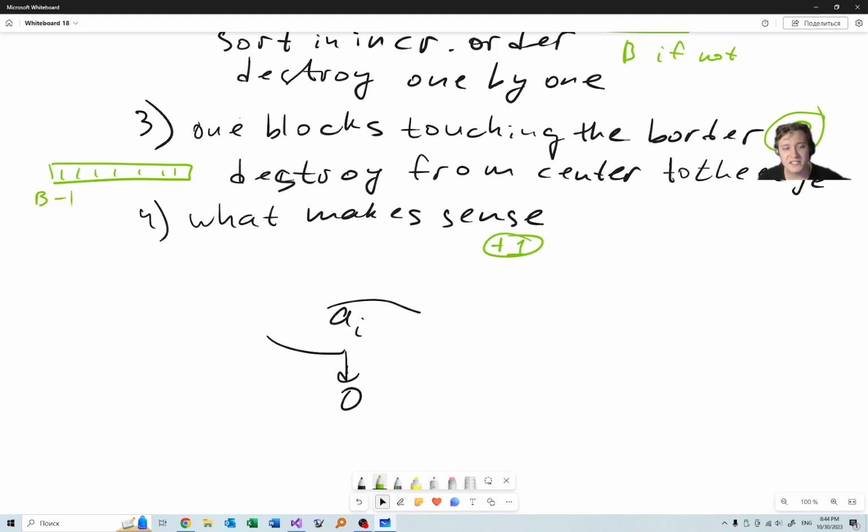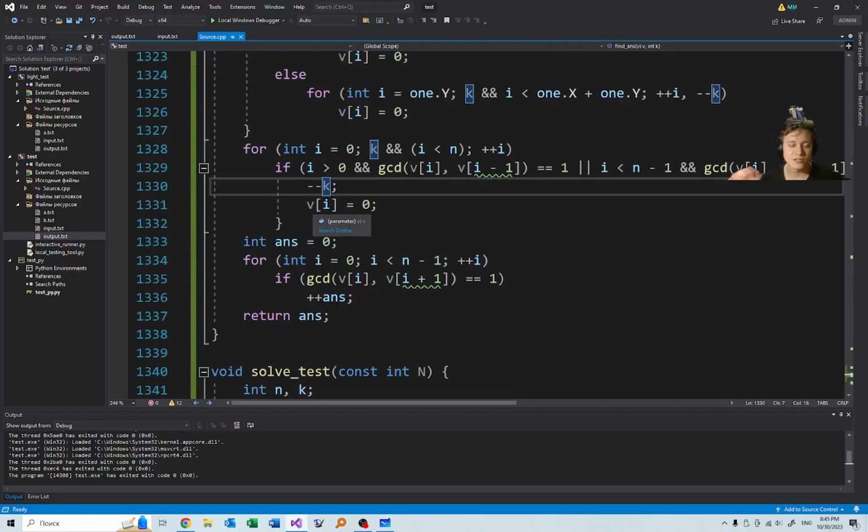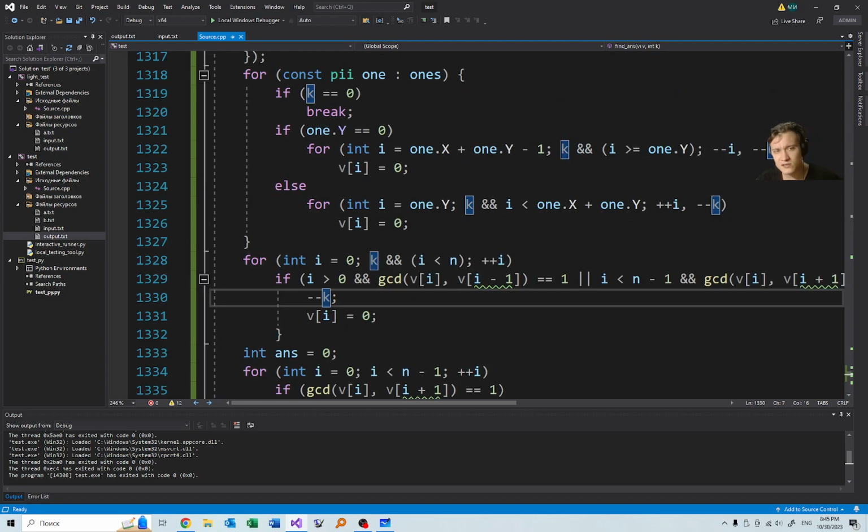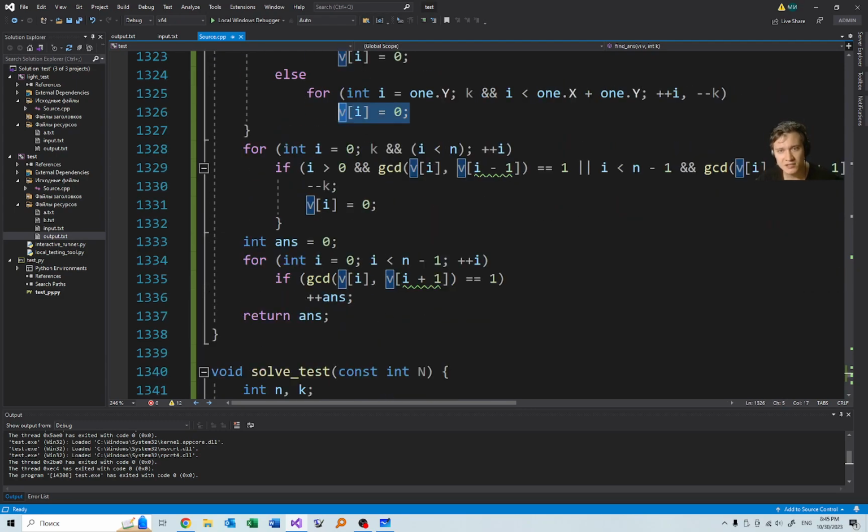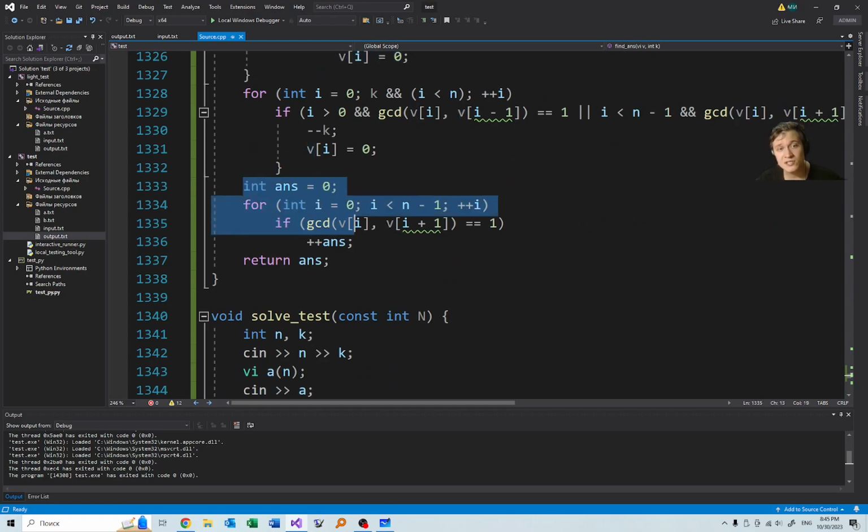So I could maintain it during the solution, but I thought it would be nicer to just make zeros of the elements that I want. And in the end, I just calculate the answer from scratch. I consider all pairs in which GCD is 1 and add 1 to ans for each such pair. This is a bit slower, but still it minimizes the probability of error, which I do not want.